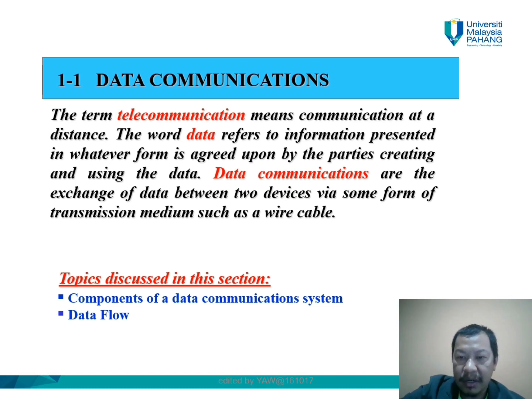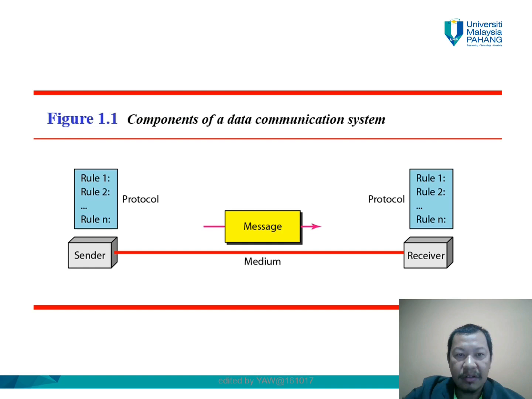wired cable, optical cable, and also wireless transmission. Okay, the topics that will be discussed in this section: first, components of a data communication system, and secondly, data flow. Figure 1 shows the components of a data communication system.